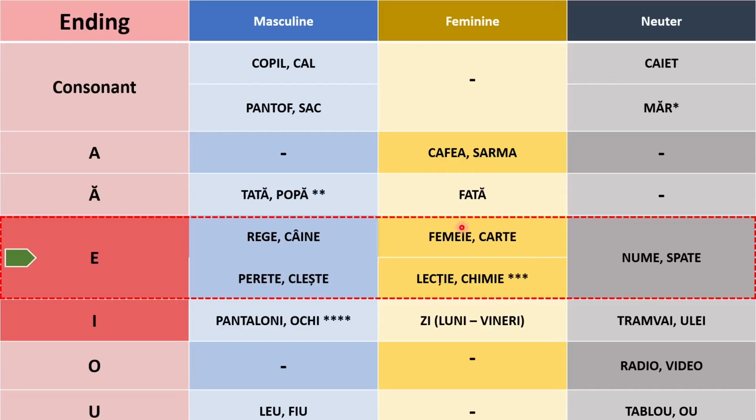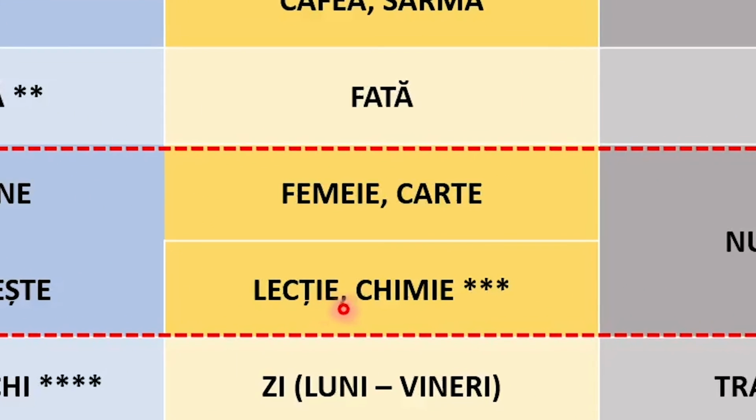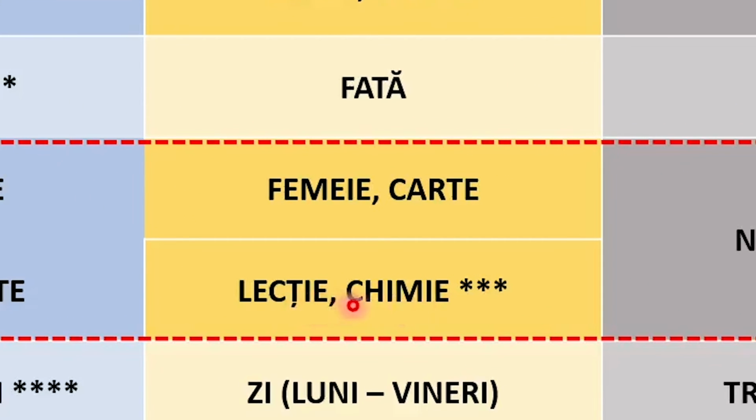But as you see here, the feminine nouns ending in E can be people, also things, which makes this E probably the most difficult ending in the Romanian language. However, there is one little trick with the E ending. If you look here in the second row, you have chimie, lecție, chemistry, lesson. Those are nouns that end in IE. So you should not think about them just as nouns ending in E, but also in I before the E. So chimie, lecție. All those nouns ending in IE are feminine.